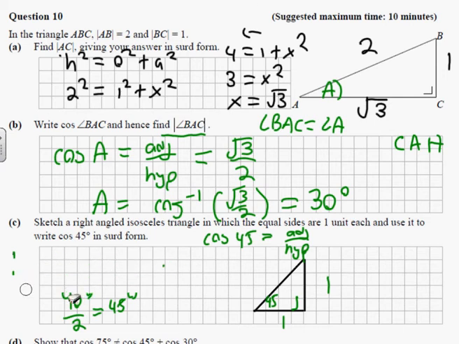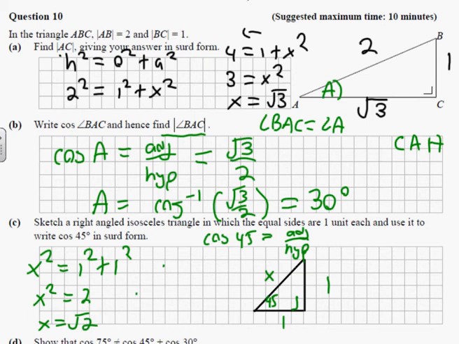Okay, go on, keep going, Fionn. X squared is 1 squared plus 1 squared. Good man. Then after that? X squared equals 2. And then after that? X equals root 2. Good man, Fionn. Really fast, to the point.